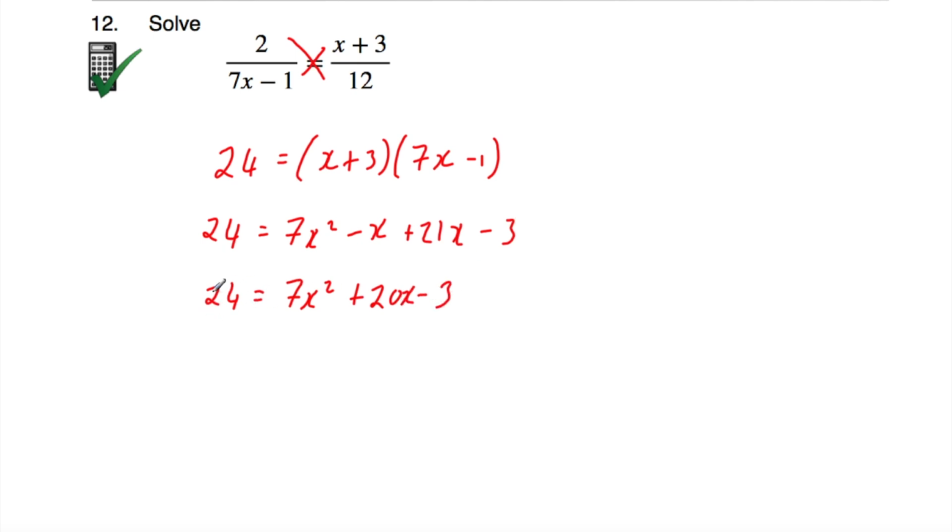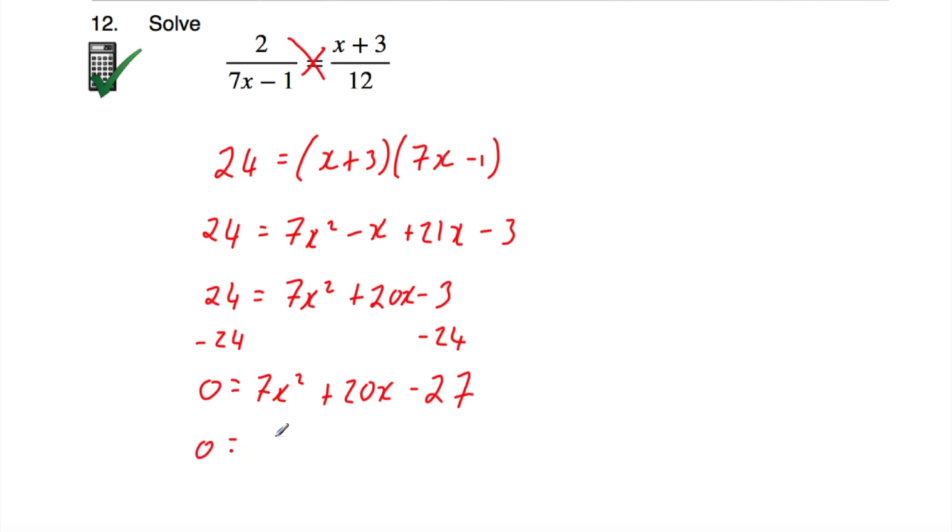Now, we want it to equal 0 because it's a quadratic, and if it equals 0, that's great because we can hopefully factorize it or use the quadratic formula. I'm hoping we can factorize this one. So let's take away 24 from both sides of the equation. On the left-hand side, we'll be left with 0. On the right-hand side, we're going to have 7x squared plus 20x, and then minus 3 take away 24, so that's minus 27. Okay, that's fantastic. We've now got a quadratic equaling 0. So let's see if it factorizes.